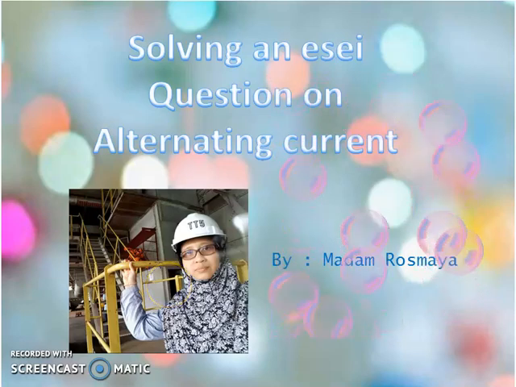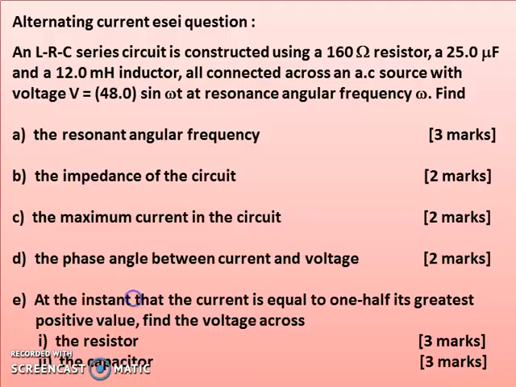In this video, we are going to solve an essay question on alternating current. An LRC series circuit is constructed using a 160 ohm resistor, a 25.0 microfarad capacitor and a 12 millihenry inductor, all connected across an AC source with voltage V equals 48.0 sine omega t at resonance angular frequency omega.